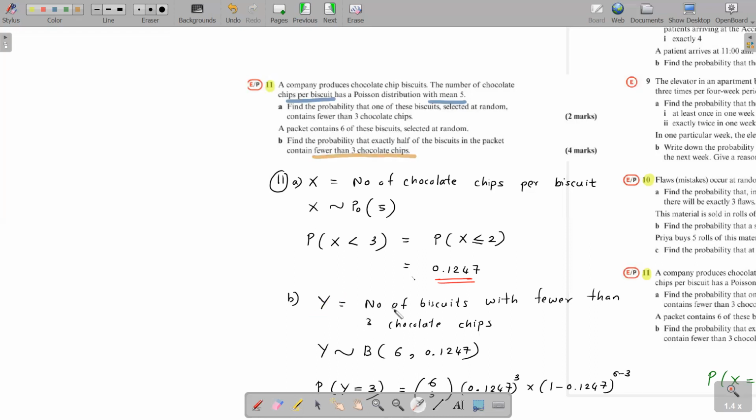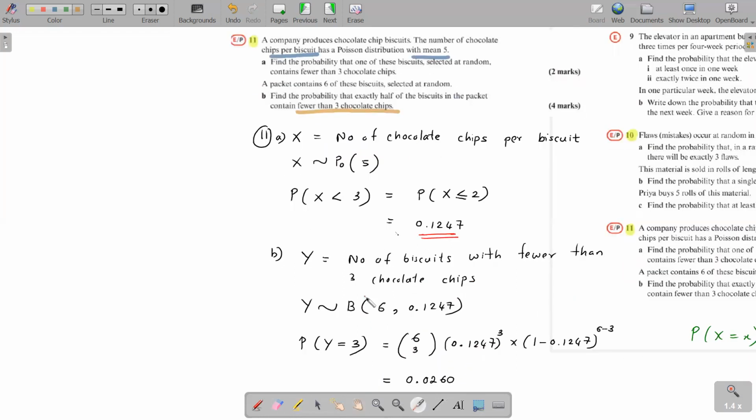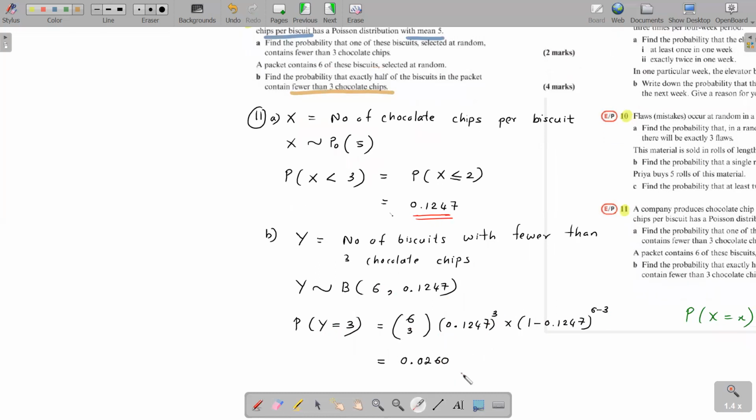So here I'm defining Y to be the number of biscuits with fewer than 3 chocolate chips. And Y follows a binomial distribution. So we have 6 trials because there are 6 biscuits, and the probability of having fewer than 3 chocolate chips in a biscuit is 0.1247. So I need to find the probability that exactly half of the biscuits, which means I need to find the probability Y is half of 6, exactly Y equals 3. So this is the binomial distribution nCx p to the power x, (1 minus p) to the power n minus x. So substitute the p value and the n value, and you can type this in the calculator and get the answer.